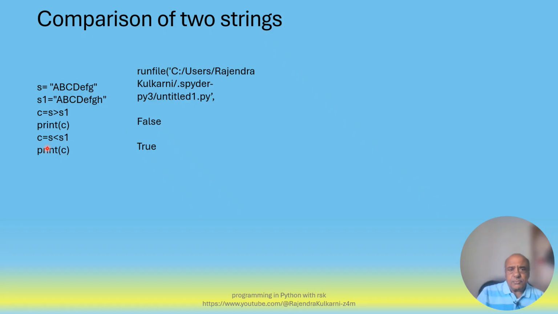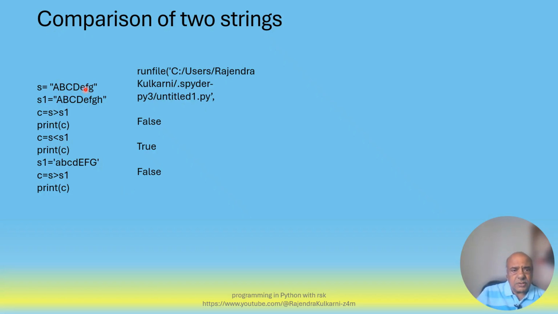On the other hand, if we equate C to S less than S1, we get a result true. Now here S1 is ABCDEFG, where EFG are in capital letters, and we are comparing again S and S1. So what will be the output of this? Here in S, ABCD are in capital letters, here they are in small case letters. In S, EFG are in small case, in S1 EFG are in capitals or uppercase. The result is false.